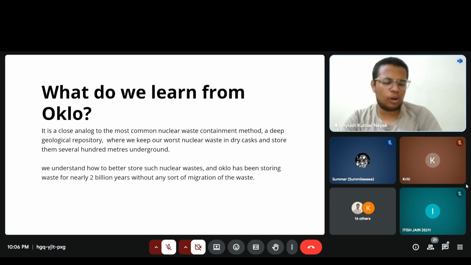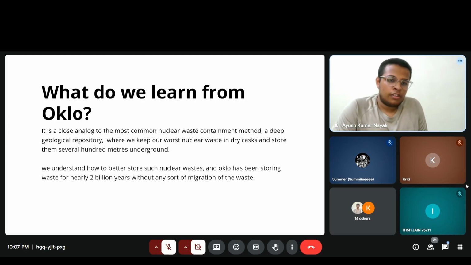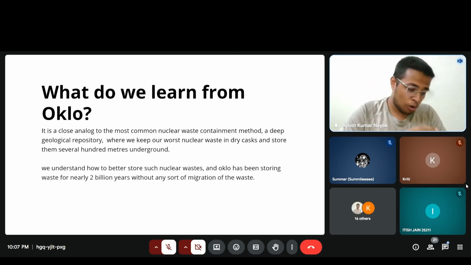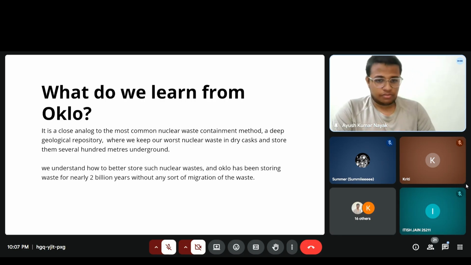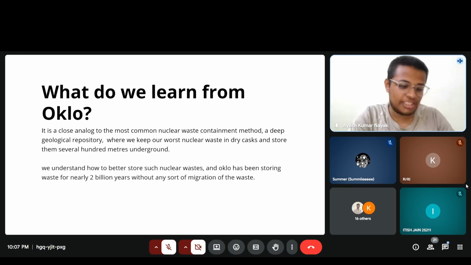It's really quite interesting. Okay, so what are we learning from Oklo? What we understand from Oklo is how to better store such nuclear wastes. These nuclear wastes cannot be leaked at all. It could risk the death of millions if unchecked. And that's what happened at Chernobyl, as one person said.